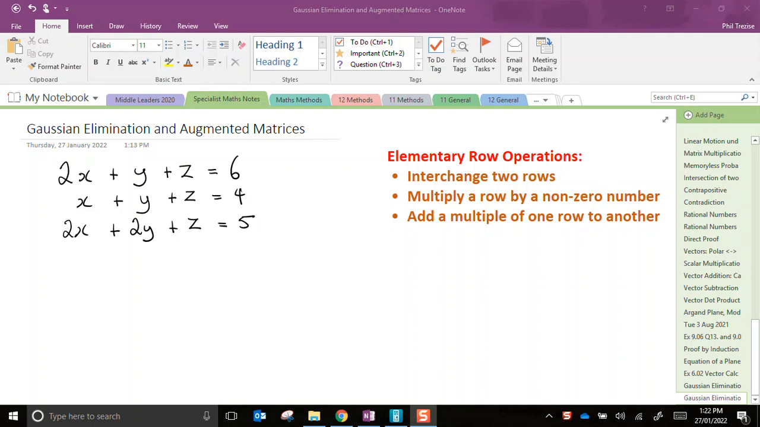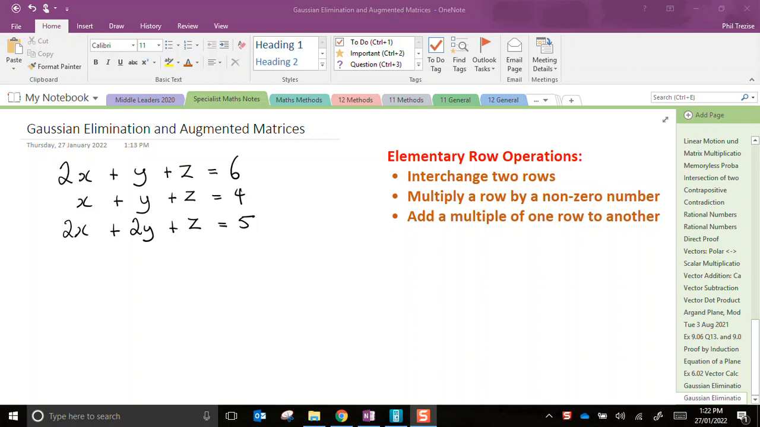Hi everyone. Today we're going to be looking at using Gaussian elimination. We've learnt that before, but we're going to have a new method of setting it out, which is based on matrices. It's called an augmented matrix. So here's a lovely system of equations, which I've got here for you.